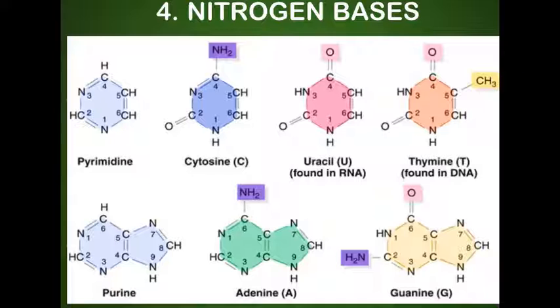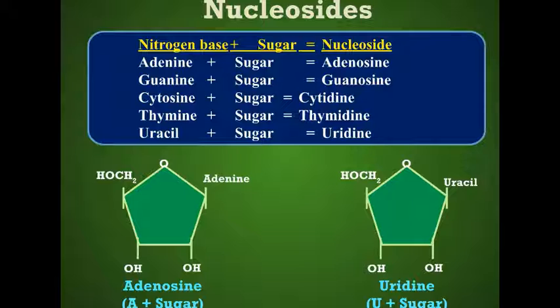Now you need to understand that ATGC, that is adenine, thymine, guanine and cytosine, are found in DNA. Whereas when it comes to the composition of RNA, that is ribonucleic acid, we replace the T with U. So in RNA, you will have adenine, guanine, uracil and cytosine. So now that we know about nitrogen bases, let us understand what is a nucleoside.